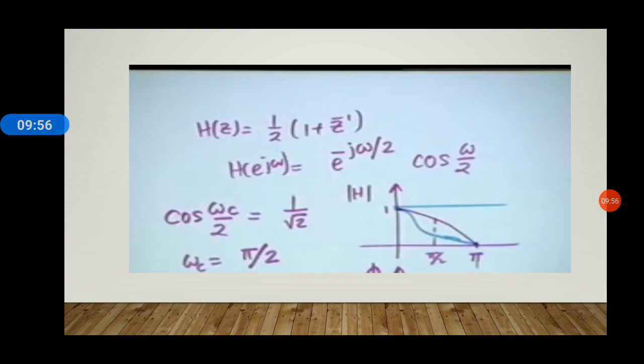Now if we are interested in finding the cutoff frequency, then by the definition of cutoff frequency, the magnitude of the low pass filter becomes 1 by root 2 when omega is equal to omega c. So here we can write the magnitude is 1 by root 2 when cos of omega c by 2 equals 1 by root 2. From here we know omega c is equal to pi by 2. So the cutoff frequency is pi by 2.